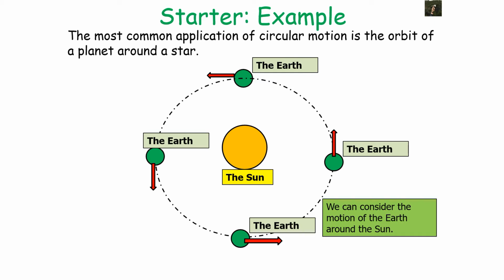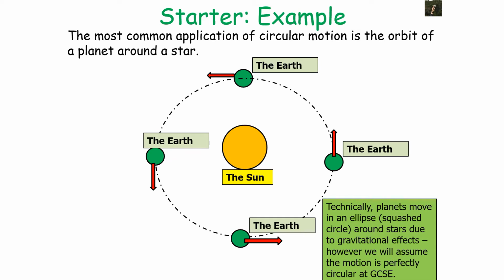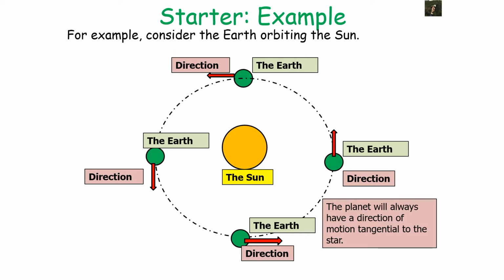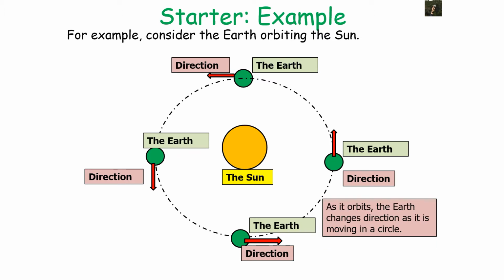So let's consider the motion of the Earth around the Sun. Technically planets move in an ellipse, which is like a squashed circle, around stars due to gravitational effects, but we're going to assume that their motion is perfectly circular at GCSE. When we look at this diagram, you will note that the planet will always have a direction of motion which is tangential to the star. As it orbits, the Earth or any planet would therefore change direction as it's moving in a circle.